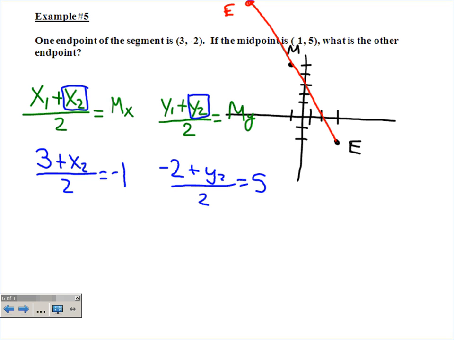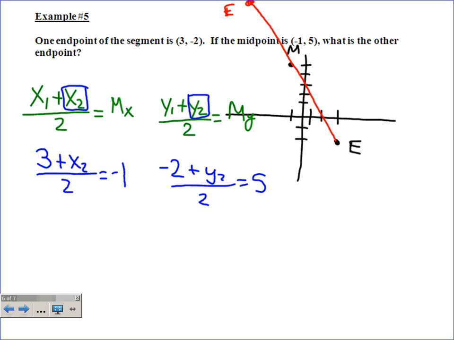So that's how I'm going to write this out. I know my x coordinate here. I don't know that x coordinate. When I divide it by 2, though, I know it has to equal -1. I know this y coordinate. I don't know that one, but when I divide it by 2, I know it has to equal 5. Okay? It's kind of weird because you're building your own equations from this stuff, but it's kind of strange.